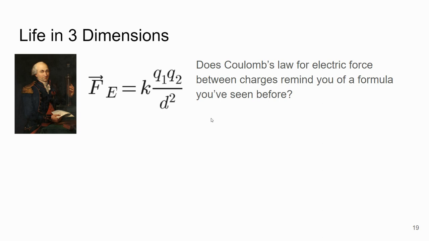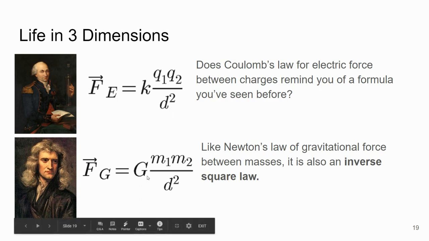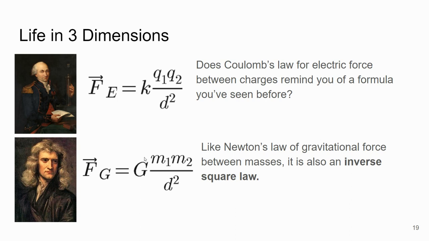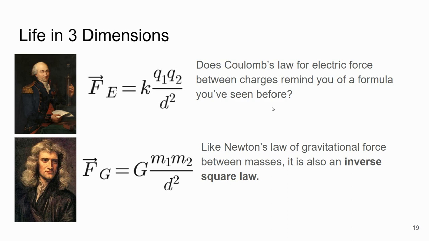So if you're looking at this formula, hopefully it reminds you of a formula we learned last year because it has a very similar form to Newton's law of universal gravitation. If we're looking at this top one, the force is equal to some constant times first thing times second thing divided by the distance between the things squared. That's also how the force of gravity works: some constant times first thing times second thing divided by the distance between them squared. So this is an inverse square law.